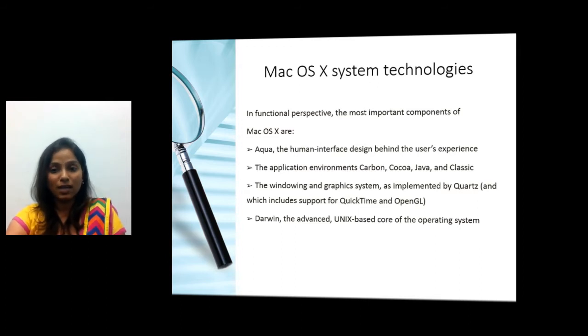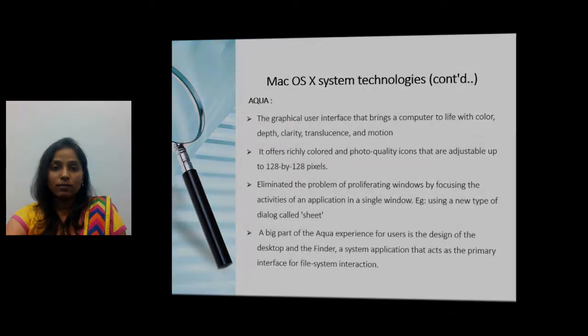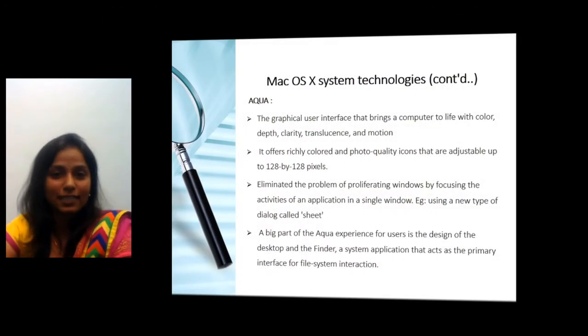This is a human interface design which was behind the user experience. This is the functional view of Mac OS X, which I described, containing all four layers. The graphical user interface brings a computer to life with color, depth, clarity, transparency, and motion. That is, it was highly crystal clear, which was named as water. That's why Steve Jobs named the user interface design, which is how the user views the system, as Aqua.